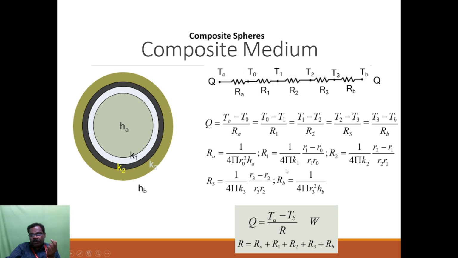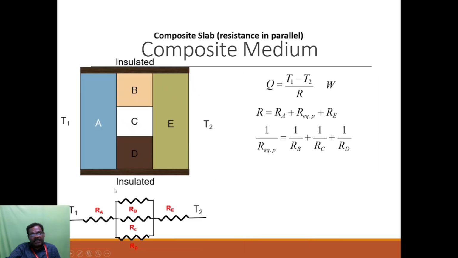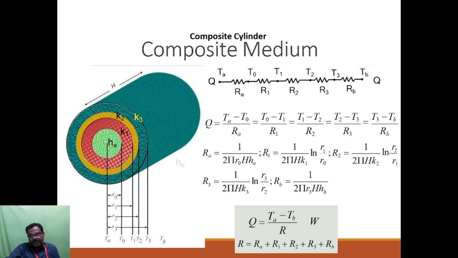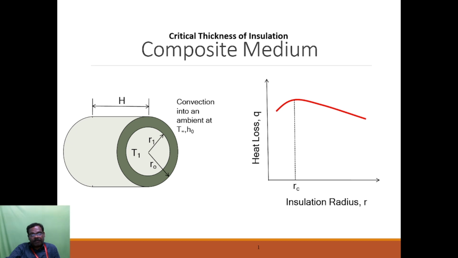R equals 1 by 4 pi K times (R1 minus R0) divided by (R1 R0). If you go through the problems using this formula, it is very easy to find the net heat transfer rate for a composite medium, that is composite sphere, composite cylinder, composite wall. The formula is the net temperature difference divided by R.